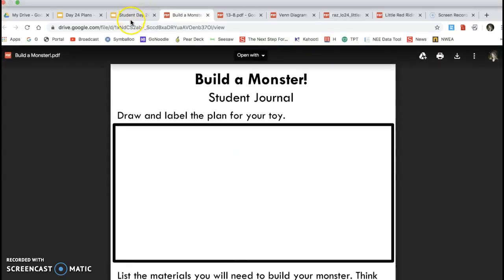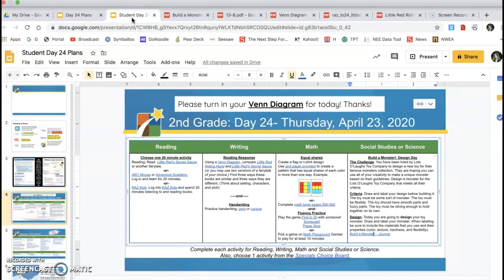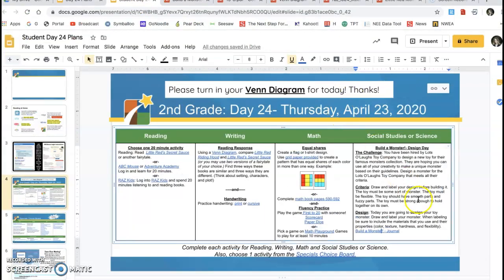Okay, so go ahead and hit pause and get started on that. I can't wait to see your monster designs and things, so get to work on that. You will be building it tomorrow. If you are really wanting to build it today, you could ask mom and dad and see if they're fine with it. I'm okay with it if they're okay with it, or just wait till tomorrow.